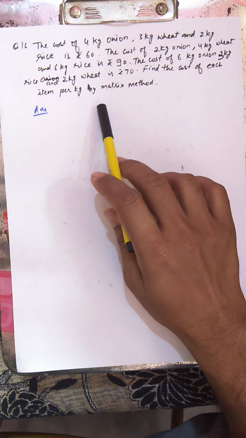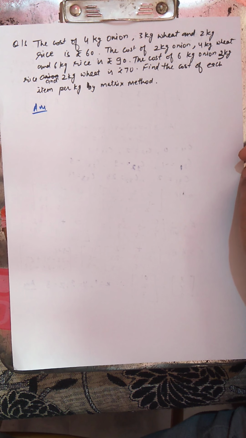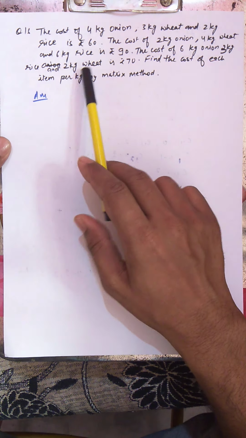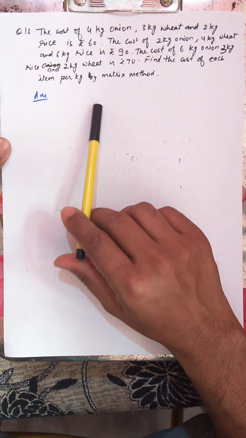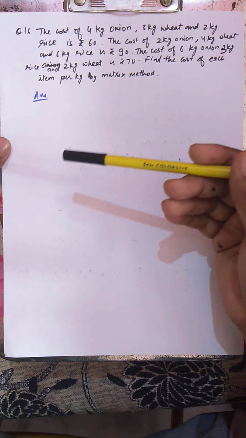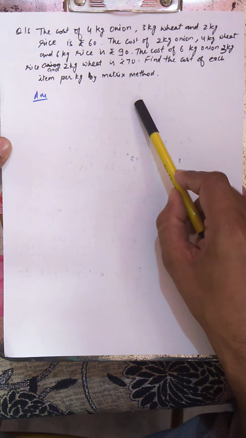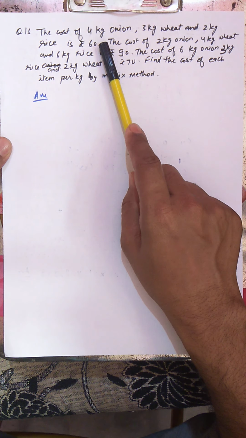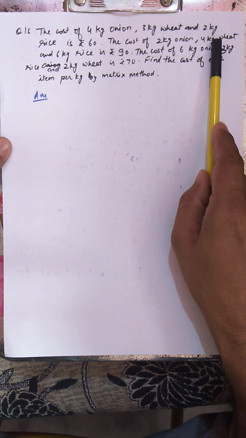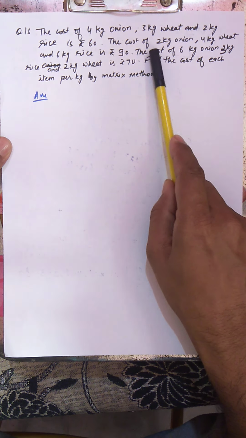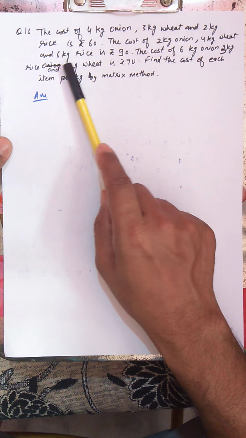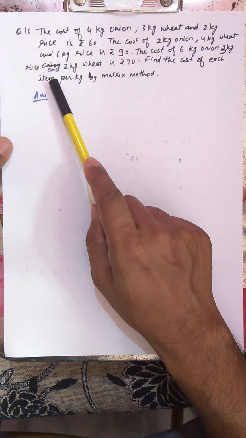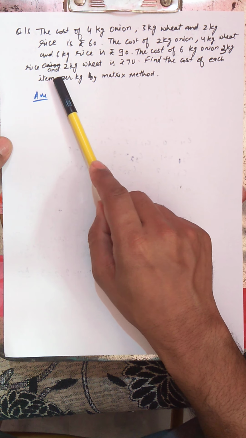Okay, we'll discuss this word problem, question number 16. Though this is written in words, it is also equally important, and this is actually the application of the matrix method. Earlier we just learned how to proceed to get x, y, z, but this is where you are going to apply matrices to solve all these equations. The cost of 4 kg onion, 3 kg wheat and 2 kg rice is 60 rupees. The cost of 2 kg onion, 4 kg wheat and 6 kg rice is 90 rupees. The cost of 6 kg onion, 3 kg rice and 2 kg wheat.